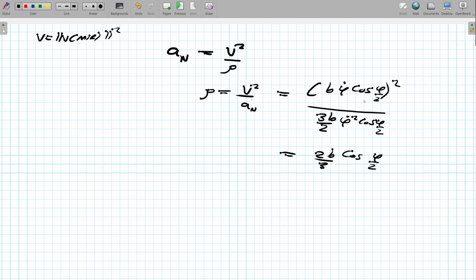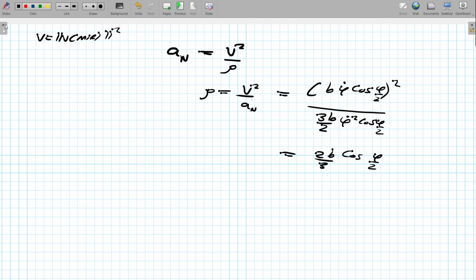Then this is the expression we found for the norm of the vector vitesse. Now because we have squared here, we're supposed to square this. And then the norm of the vector acceleration is 3b divided by 2 phi point squared cosine phi divided by 2. That's what the norm is.